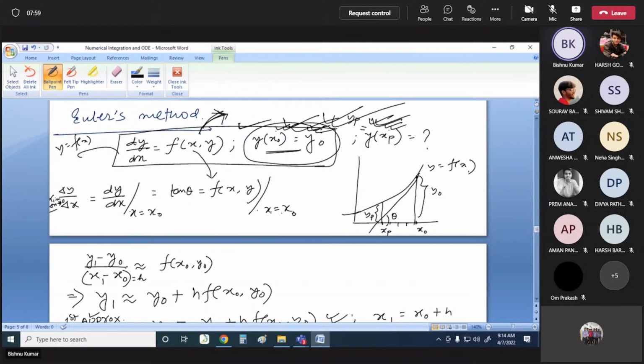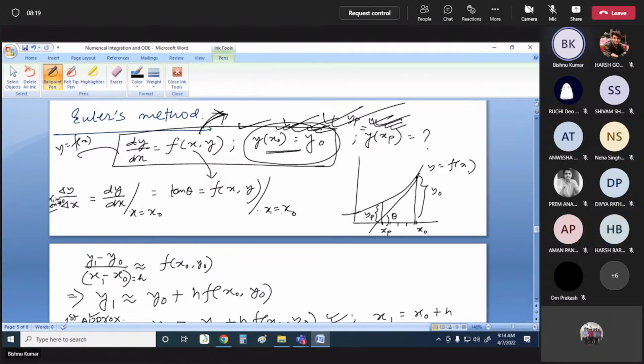Is it visible? Yes, sir. What is written here? In the title, what is written here? Good, sir. Euler's method. Very good.